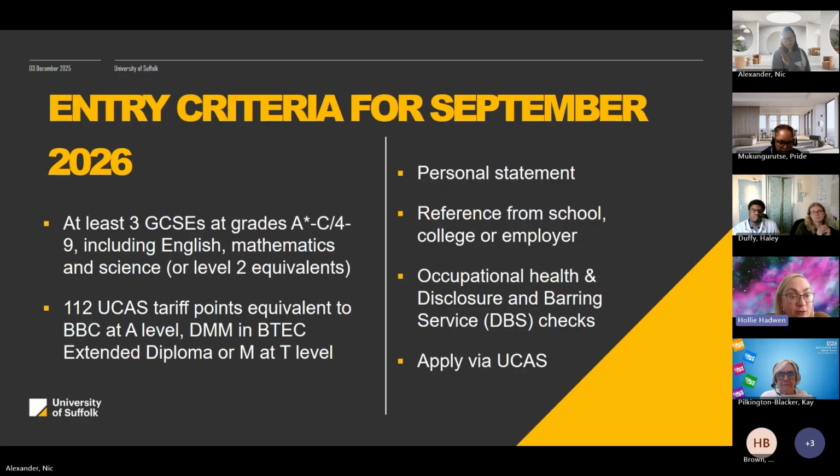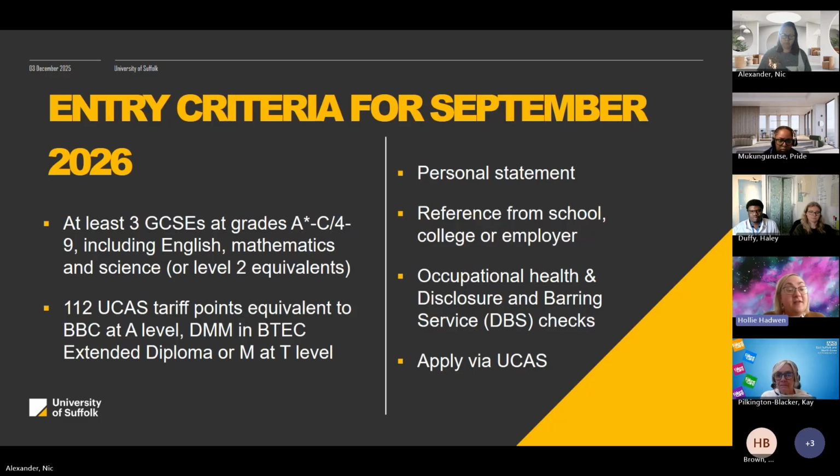We do accept level 2 equivalents as well, and if you're in any doubt, or your qualifications haven't been studied in England and have been studied maybe in Ireland, you can get in touch with us and we can check that they're equivalent. You would then need to be aiming for a minimum of 112 UCAS tariff points. That's equivalent to BBC at A level, distinction merit in a BTEC extended diploma, or merit in a T level qualification. We do accept a variety of those.